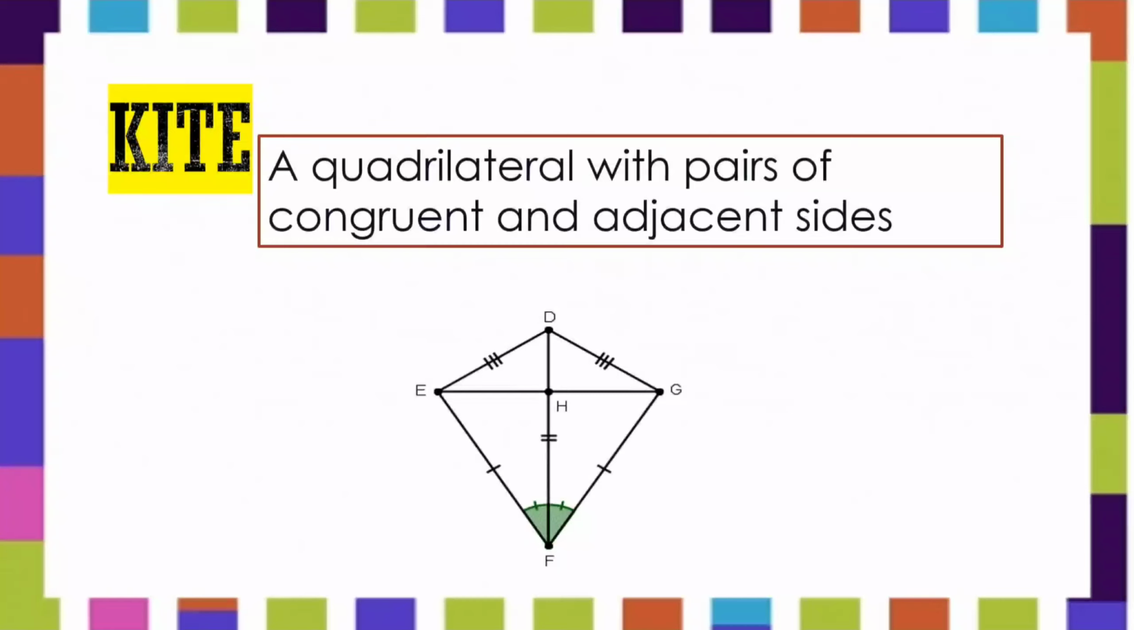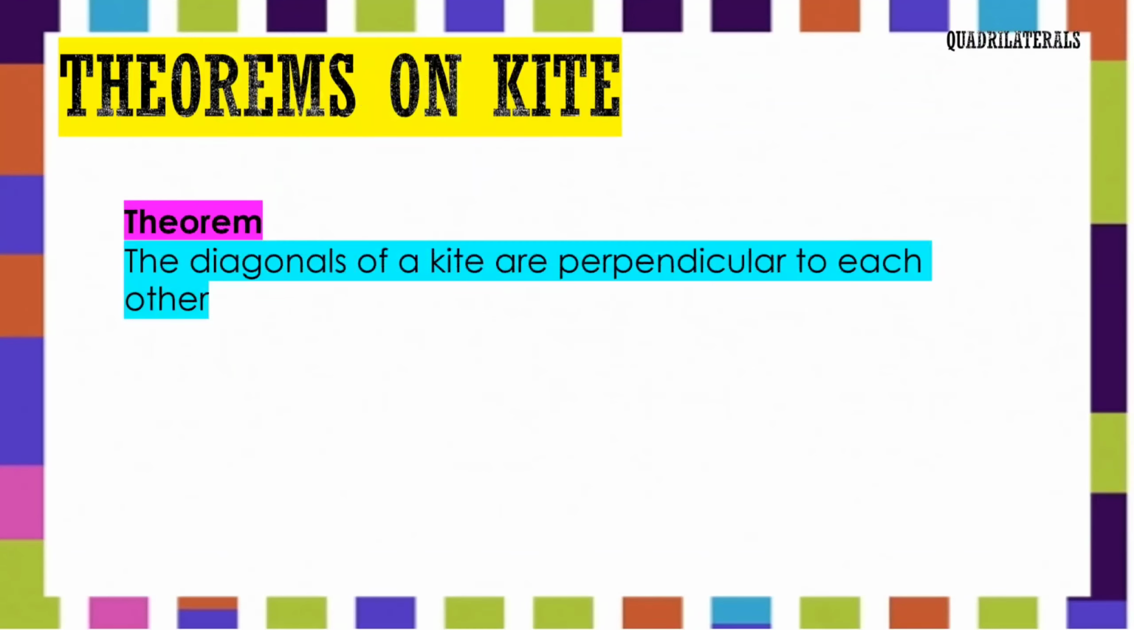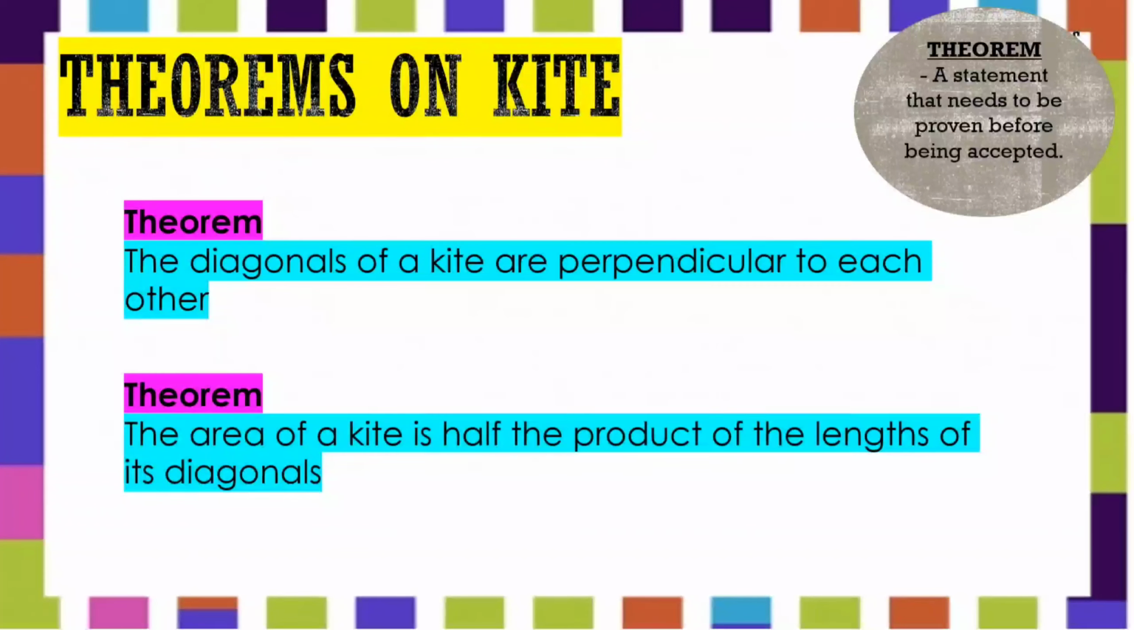So makikita natin dito that side DE is congruent to DG and they are adjacent since they share common vertex D, and that EF is congruent to GF. So they share a common vertex F, that's why they are also adjacent. Okay? So for the theorems on kite, we have the diagonals of a kite are perpendicular to each other and that the area of a kite is half the product of the lengths of its diagonal.